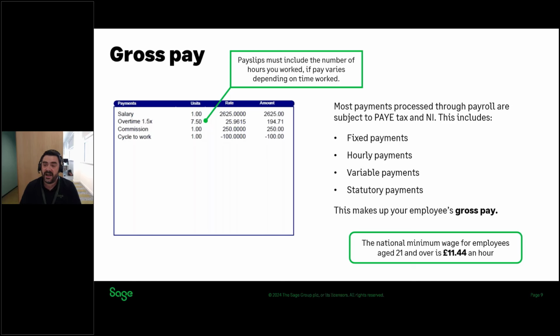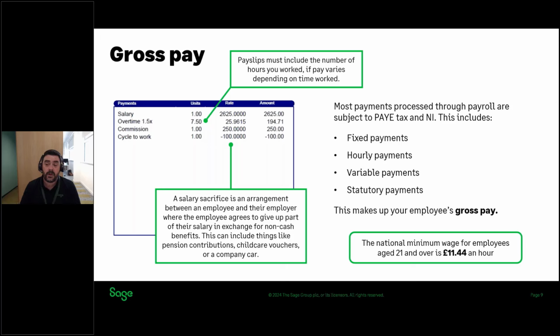They also have a third payment line for commission. So this is the amount of commission that has been earned this month. But that fourth line, which I thought I would include here, is a negative payment. And the reason for that is it's a cycle to work deduction, which is actually a salary sacrifice arrangement. Usually on a payslip, you would find a salary sacrifice in the payment section, denoted with a negative payment value. And a salary sacrifice is essentially an arrangement between an employee and their employer, where the employee agrees to give up part of their salary.